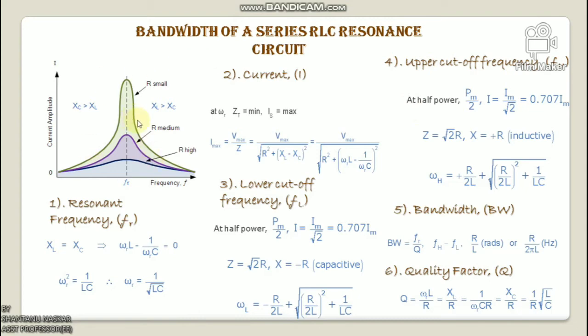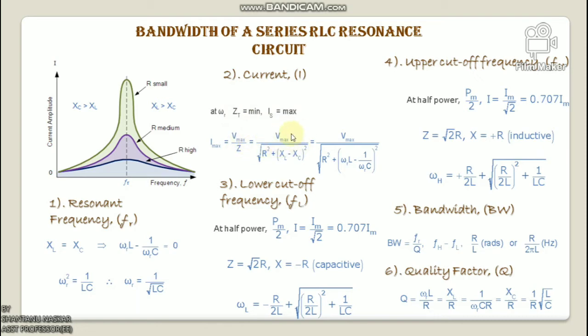So the relationship between resonance, bandwidth, selectivity and quality factor for a series resonance circuit is defined as follows. Number 1, resonance frequency fR: XL equals XC, that means omega_R L minus 1/(omega_R C) equals 0, or we can write omega_R squared equals 1 by LC, or omega_R equals 1 by root over LC. Now number 2, current at omega_R: the impedance Z is minimum and the current is maximum, we can write I max equals V max by Z.